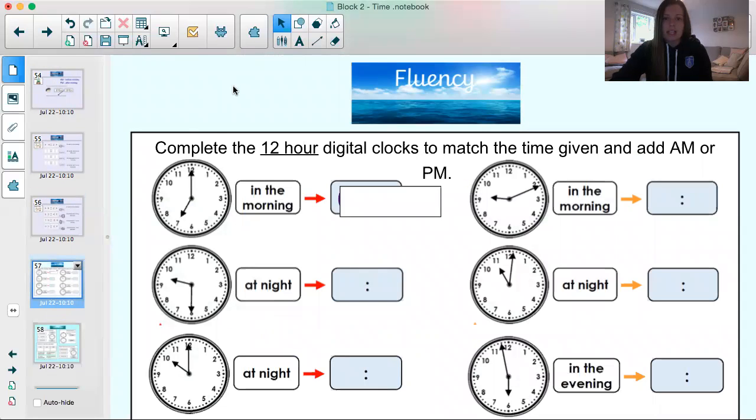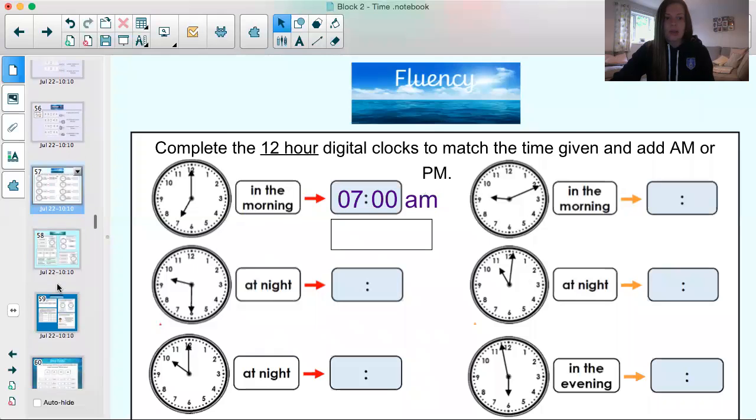Okay, here it says complete the 12-hour digital clocks to match the time given and add AM or PM. Now we know that the hour hand here is at the 7 and the minute at the 12, so it's 7 o'clock. And it says here in the morning. So I've put 07 as 7 doesn't have any 10s, 00 because it's 0 minutes past 7. It's exactly on 7 AM.